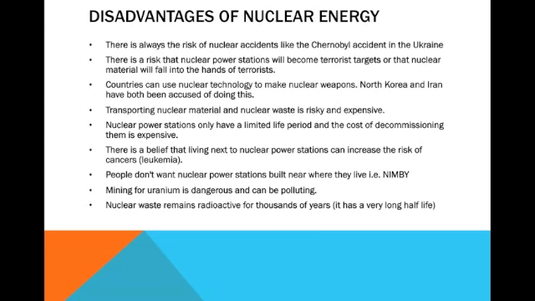Firstly, there's always the risk of nuclear accidents, such as the Chernobyl accident in the Ukraine, which killed many, and injured them too. There's also a risk that nuclear power stations will become terrorist targets, or that nuclear material will fall into the hands of terrorists. Countries can also use nuclear technology to make nuclear weapons. North Korea and Iran have both been accused of doing this.